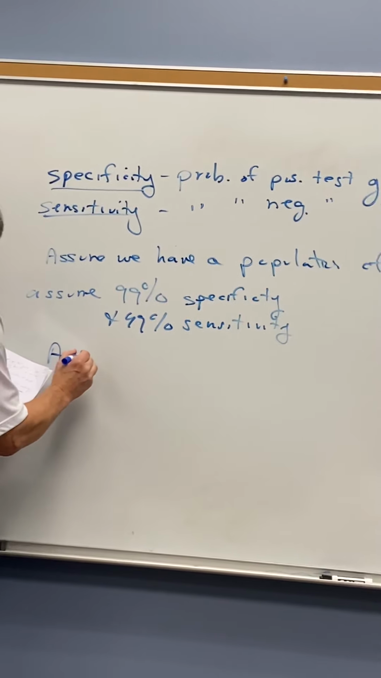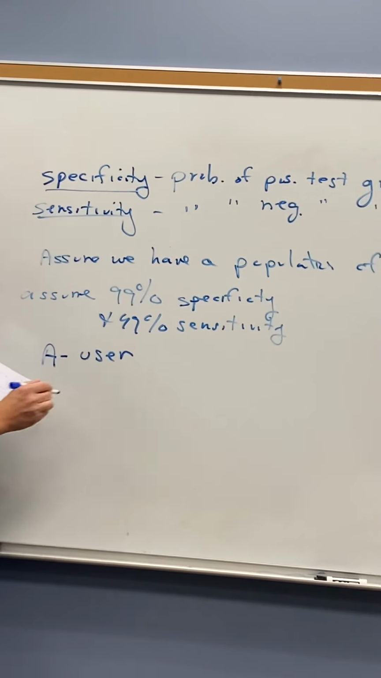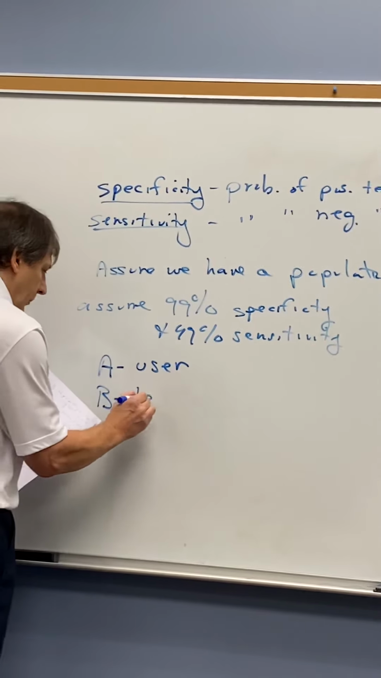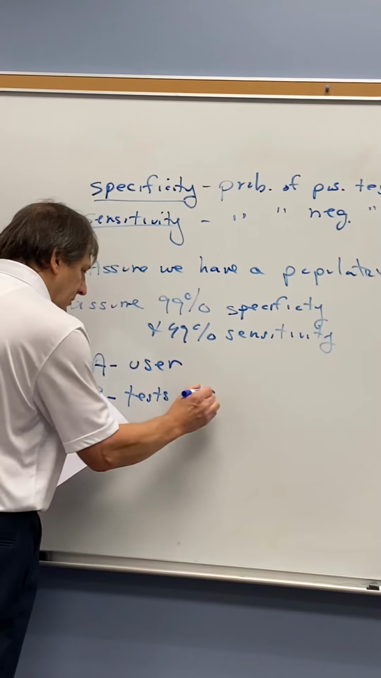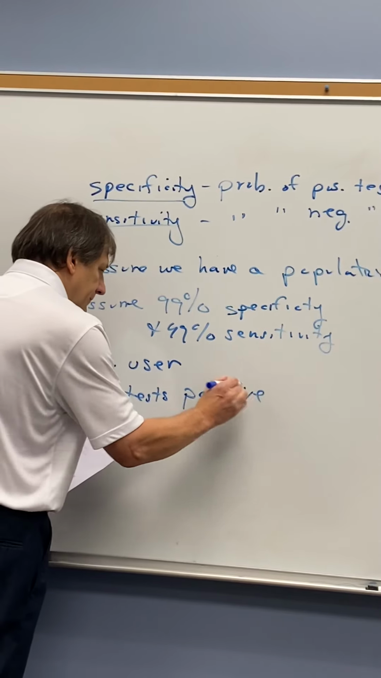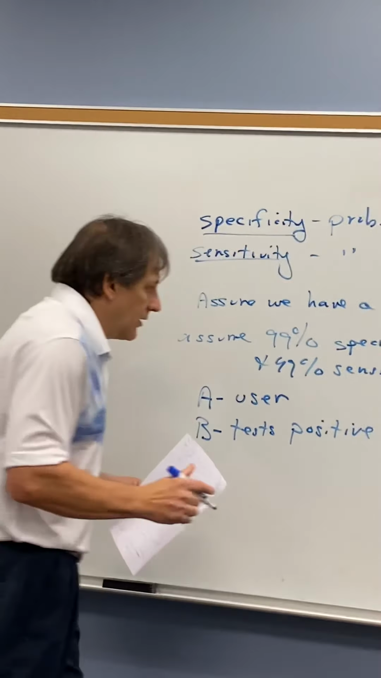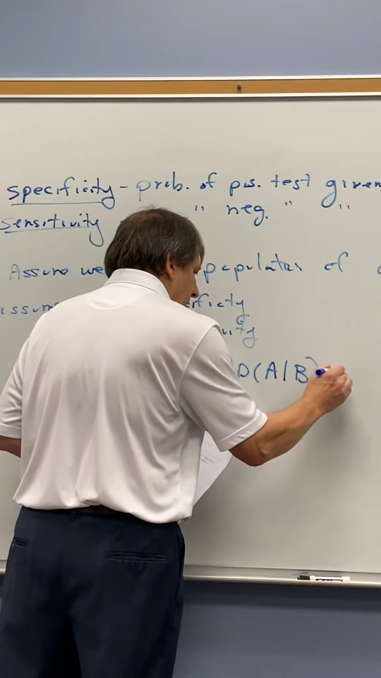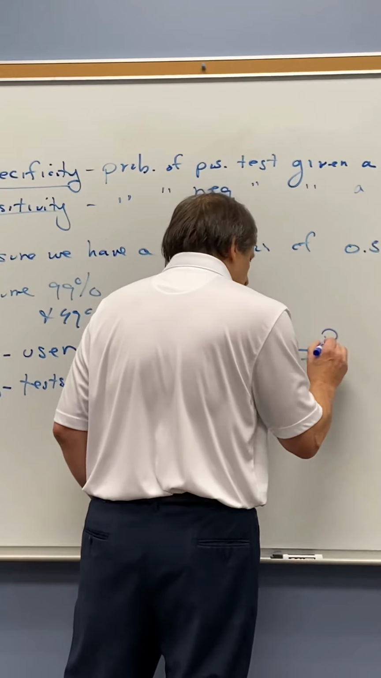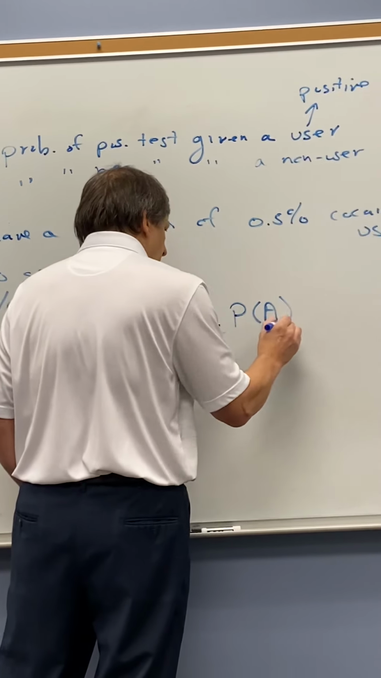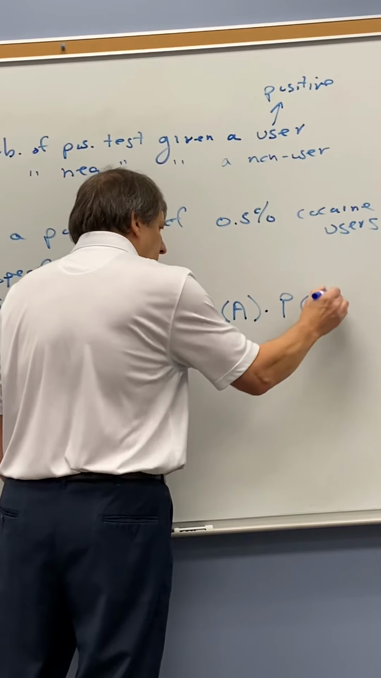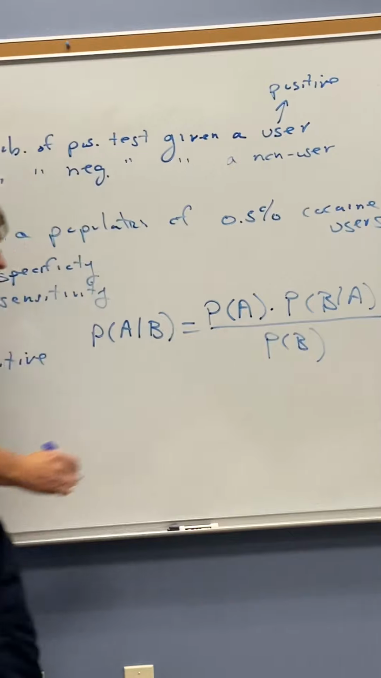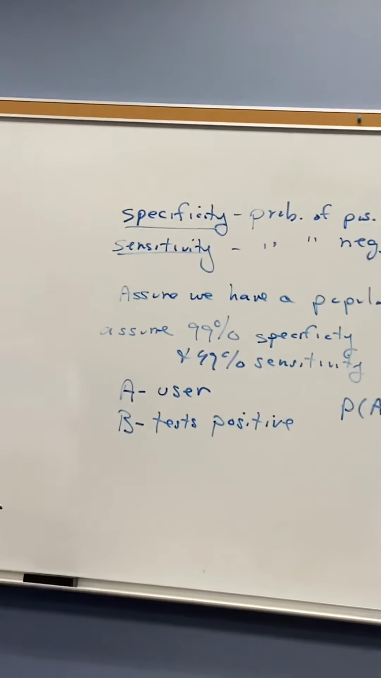So let's say that A represents that a person is a user, and B represents that they test positive. Recall, the probability of A given B equals the probability of A times the probability of B given A over the probability of B. This is Bayes' theorem.